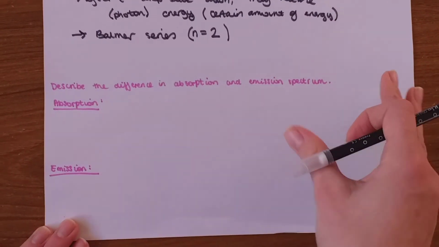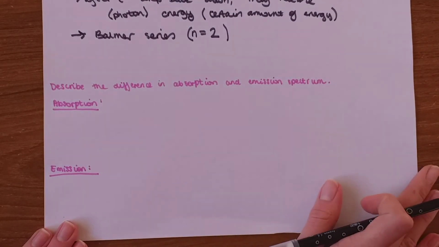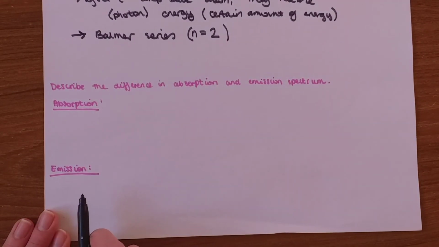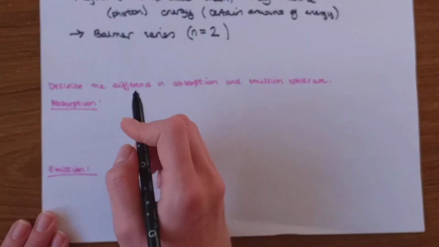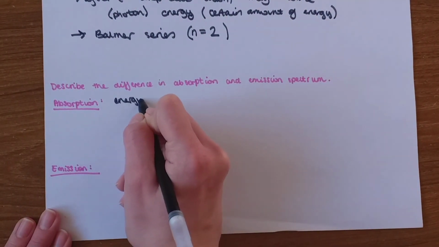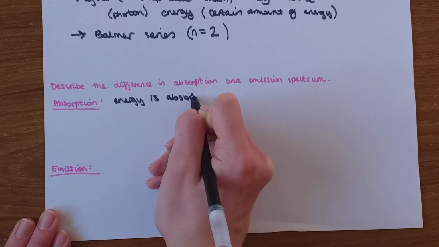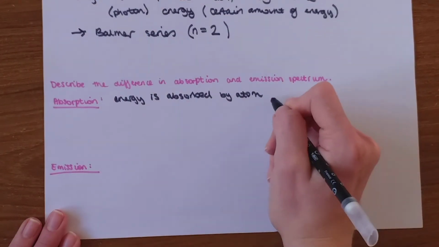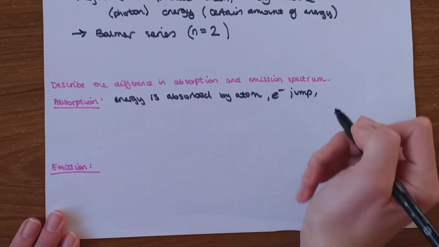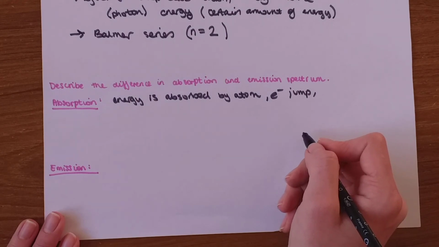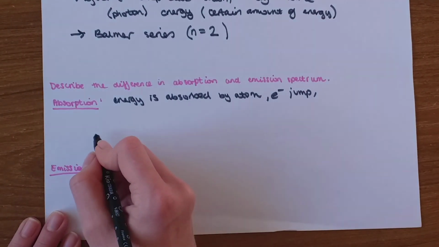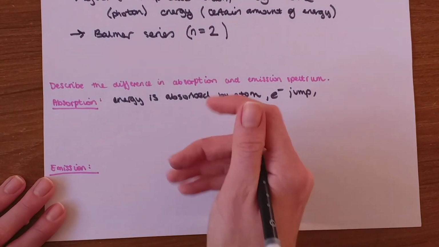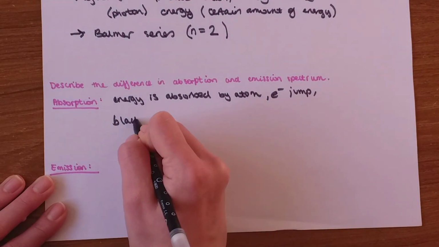So the next question is, describe the difference between absorption and emission spectrum. So what you know about absorption spectrum and what you know about emission spectrum. In absorption, the energy is absorbed by the atom. Electrons jump, and in the absorption spectrum we have a spectrum that is all colored in, and in the places where the electron absorbed the energy, we're going to see black lines.